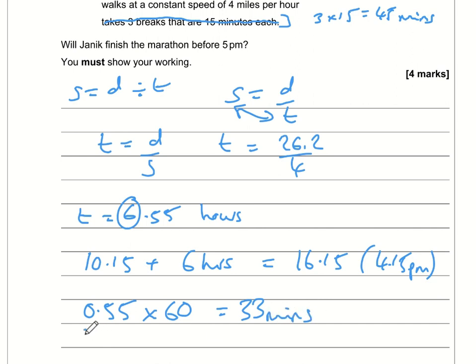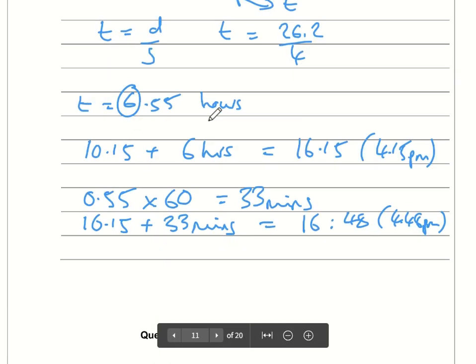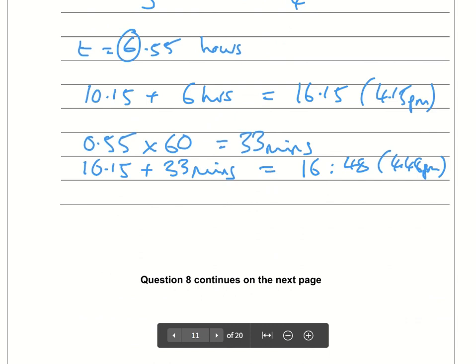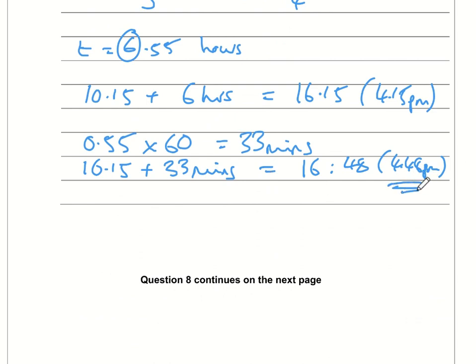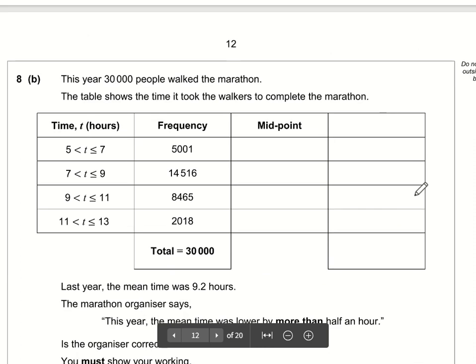So all I need to do is 16:15 plus 33 minutes, and that comes to a total of, I don't know why I've gone back to 24-hour time here, but it doesn't really matter, 16:48 or 4:48 p.m. So will Yannick finish the marathon before 5 p.m.? Well, the answer is yes, he will, because he finishes at 4:48. Okay, moving on to part B.